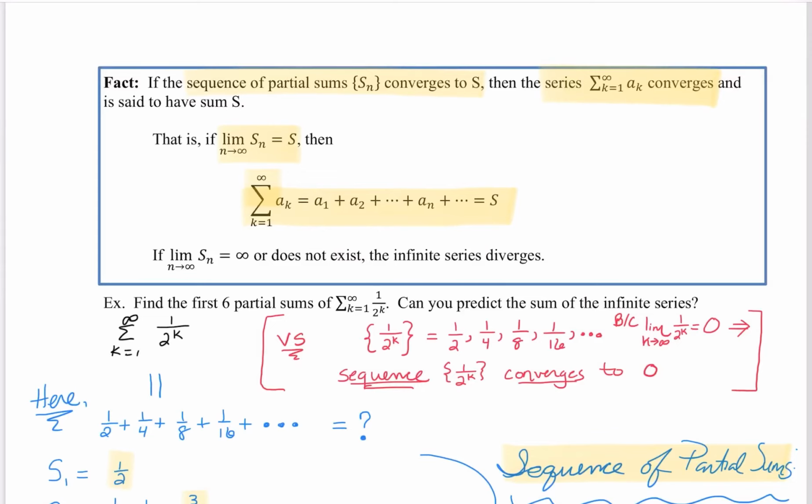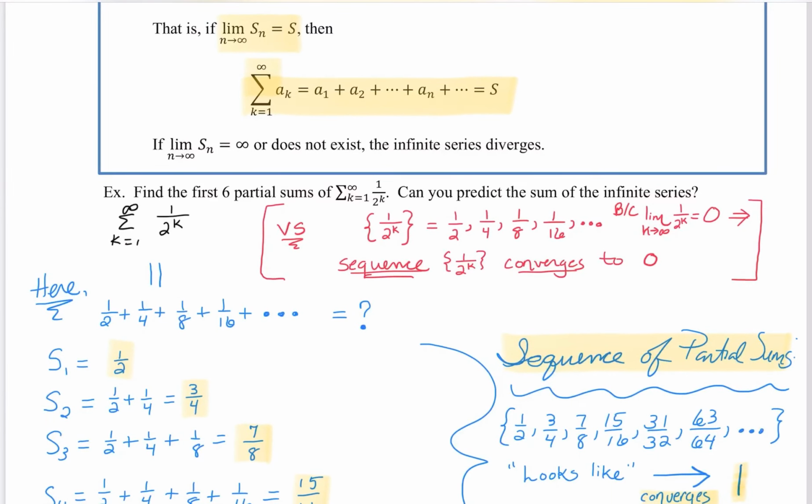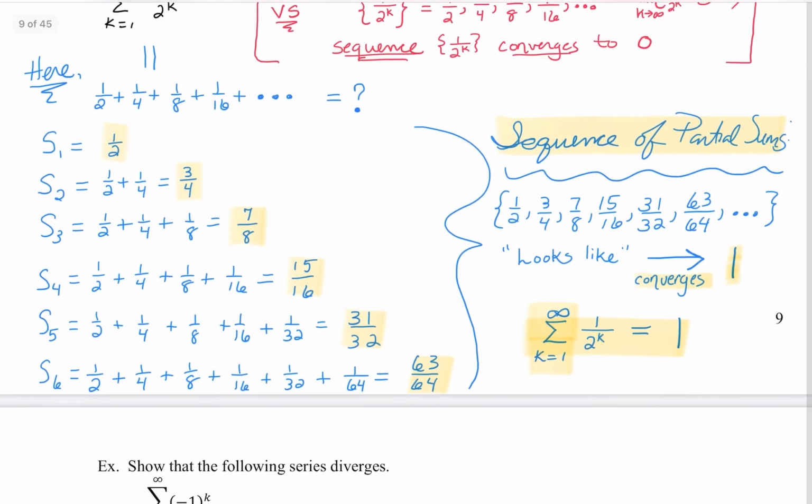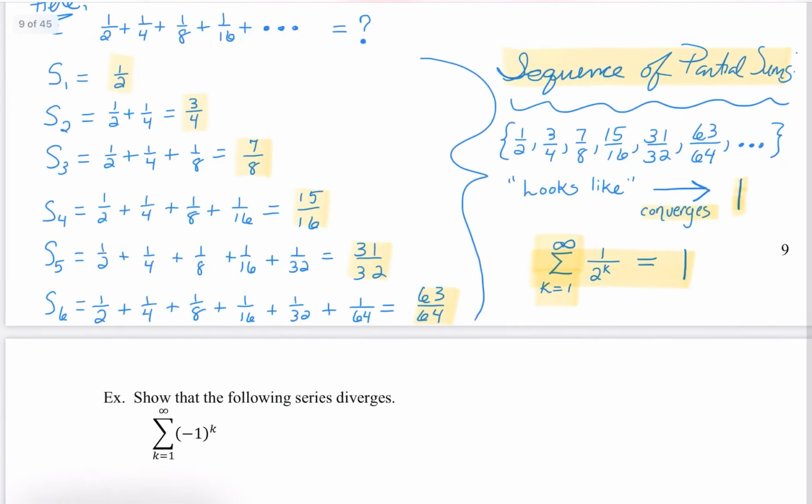So all of those things are saying the same thing. Now, if all of these values we have been looking at here, highlighted in yellow, hadn't been converging to 1, then we would say that the series diverges. So if the sum is equal to infinity or doesn't exist, then the series diverges. All right, so let's look at a quick example of something like that to wrap up this first video.